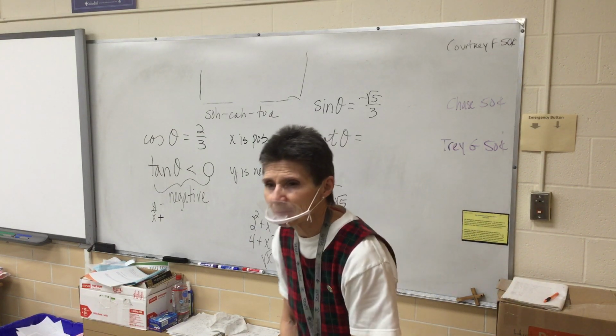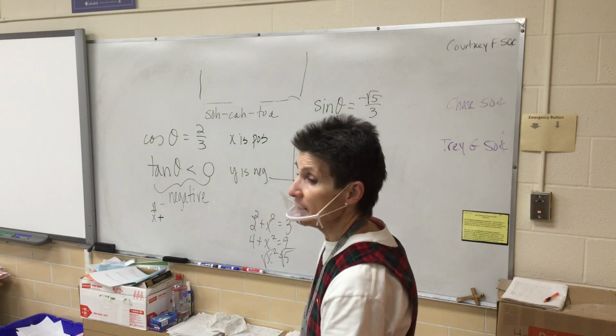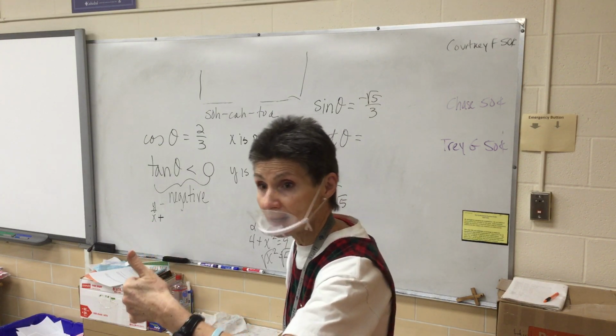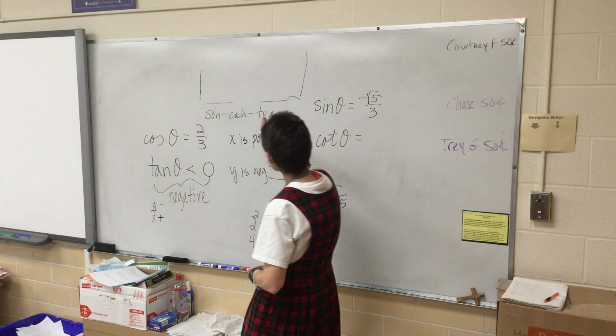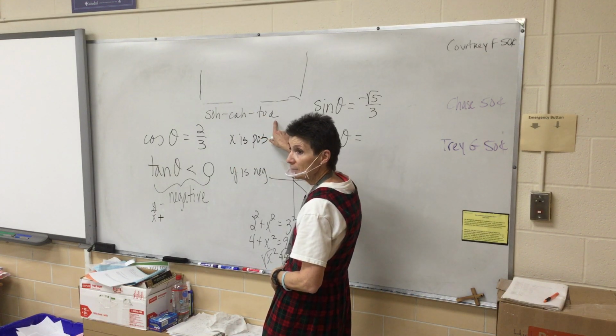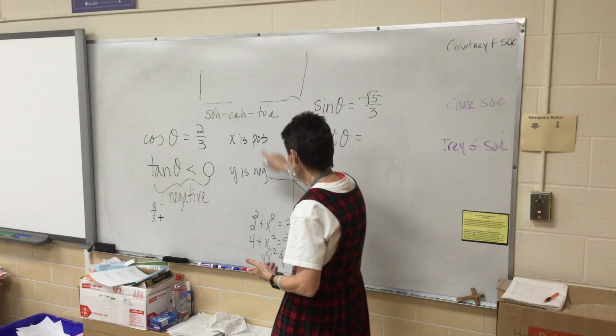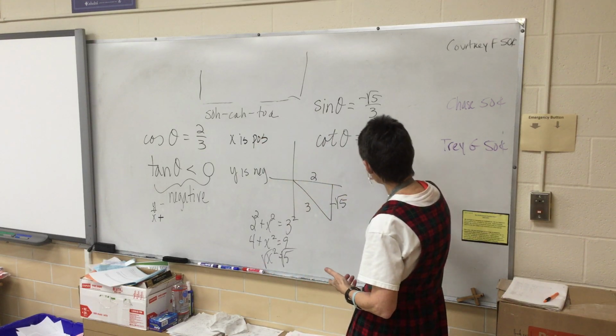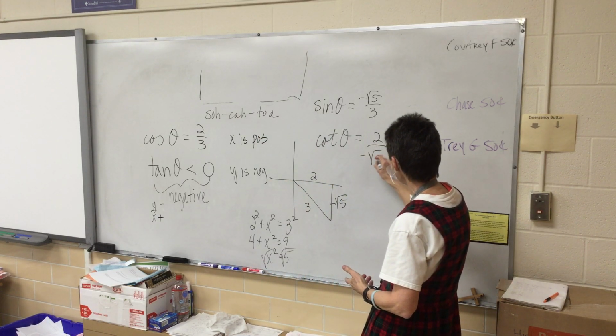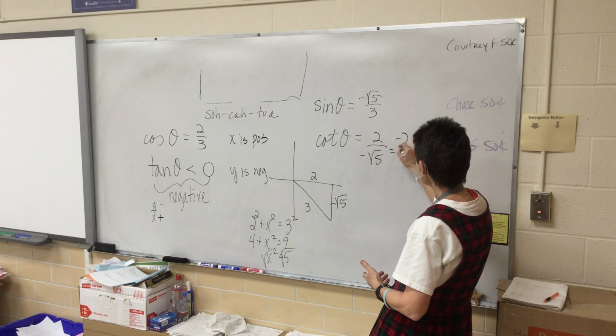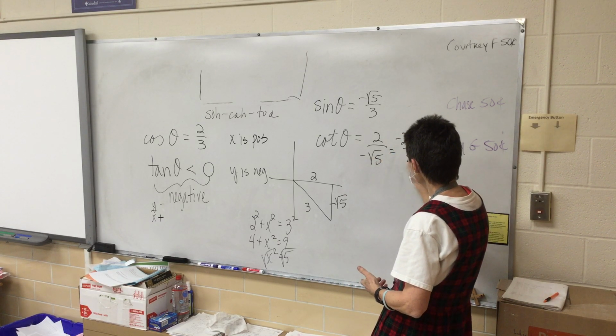All right, cotangent. What's cotangent? Well, it's the reciprocal of the tangent, right? So tangent is O over A, so cotangent will be A over O. So adjacent over opposite, 2 over negative root 5, or negative 2 root 5 over 5.